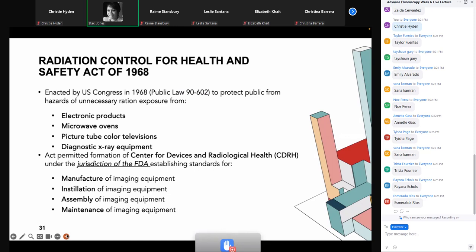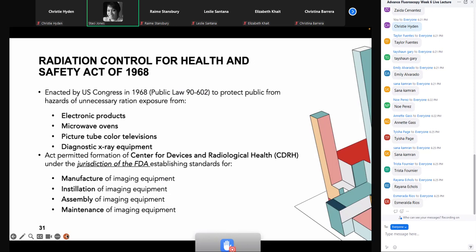The act permitted formation of the Center for Devices and Radiological Health, CDRH, under the jurisdiction of the FDA to establish standards for the manufacturing of imaging equipment, installation of imaging equipment, assembly of imaging equipment, and maintenance of imaging equipment. So basically what it says is that there have to be standards in place for people who make equipment, for people who install our equipment, assemble our equipment, and maintain our equipment.